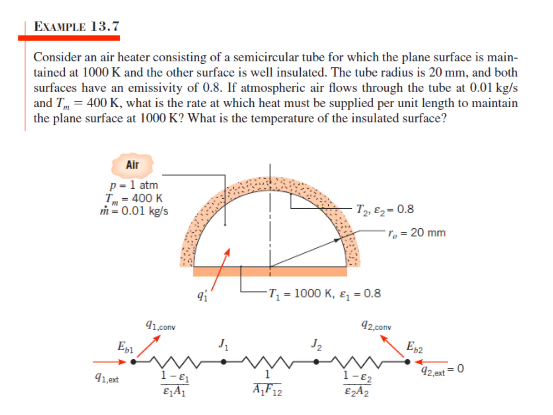Consider an air heater consisting of a semi-circular tube for which the plane surface is maintained at 1000 degrees Kelvin, that would be the heater surface, and the other surface is well insulated, which means that no heat will go through it. The tube radius is 20 millimeters, and both surfaces have an emissivity of 0.8. This is just some information I'll need later for my radiation calculations. And then, if atmospheric air flows through the tube at 0.01 kilogram per second and at a mean temperature of 400 degrees Kelvin, what is the rate at which heat must be supplied per unit length to maintain the plane surface at 1000 degrees Kelvin?